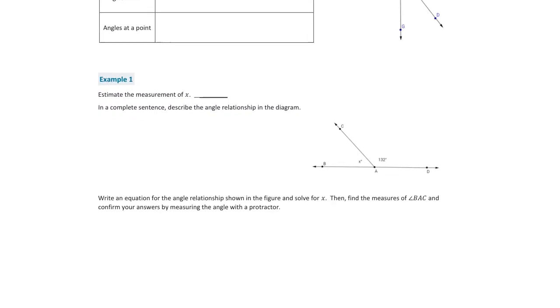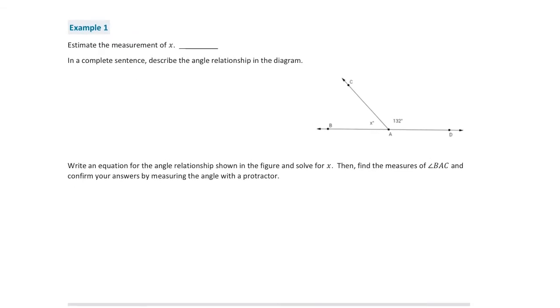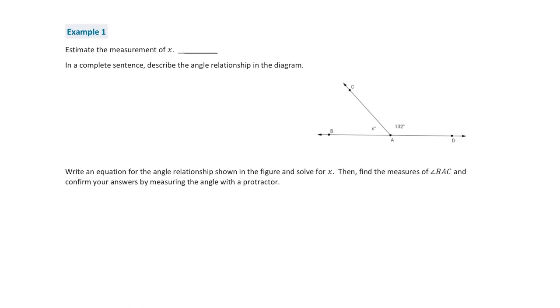Now let's look at example 1. It says estimate the measurement of X. X is here. In a complete sentence, describe the angle relationship in the diagram. So the two angles I see here are BAC and CAD. And so these are angles on a line, and their measurements have a sum of 180.